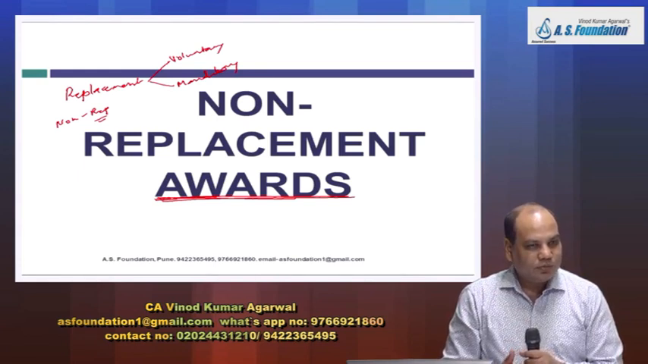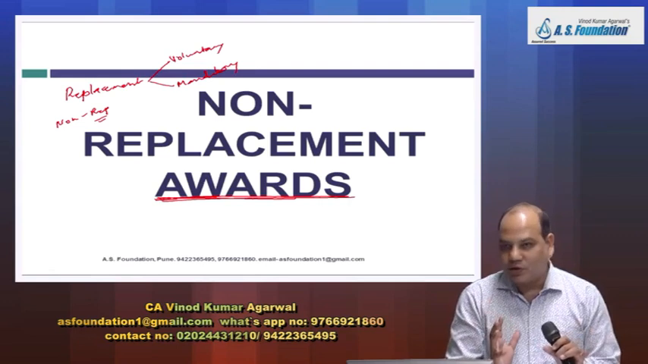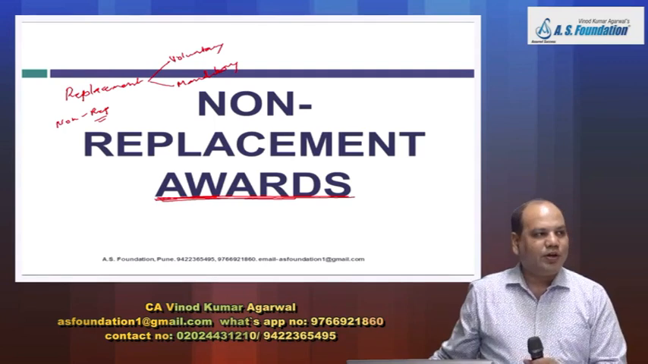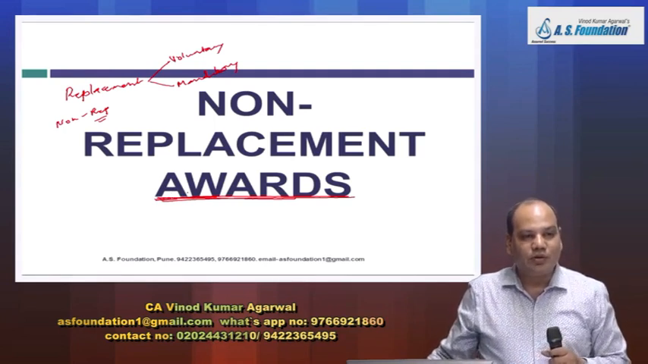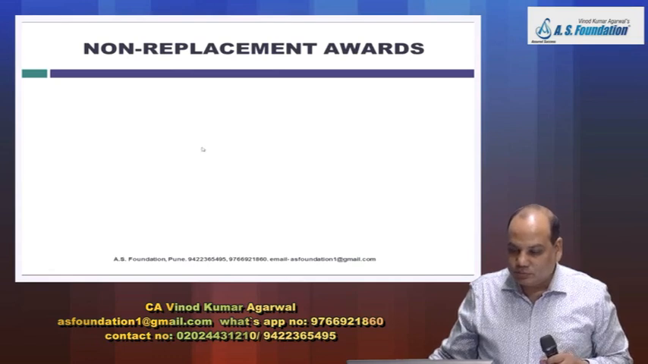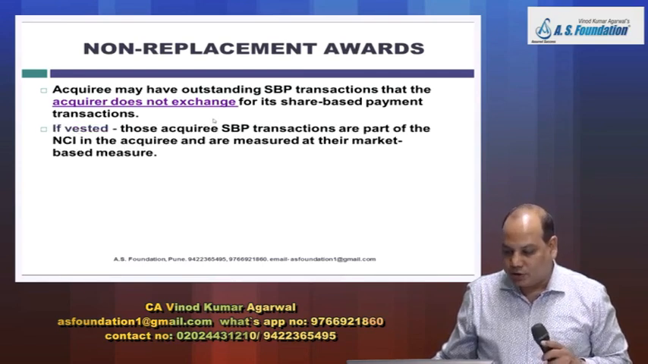Outsiders. So it will be added to NCI because it will become part of NCI. So the value of such awards which we are not replacing will be added to the NCI portion. It will belong to outside shareholders, so outside shareholders in the subsidiary will increase. So adjustment will be made in NCI. So non-replacement award: the acquiree may have an outstanding SBP transaction that the acquirer does not exchange for its SBP.